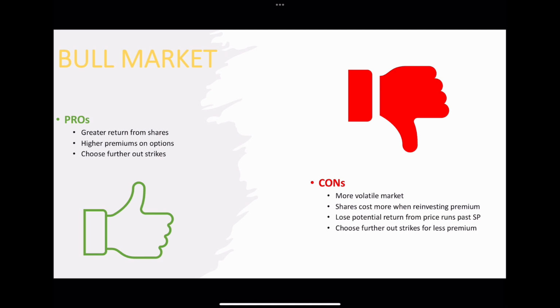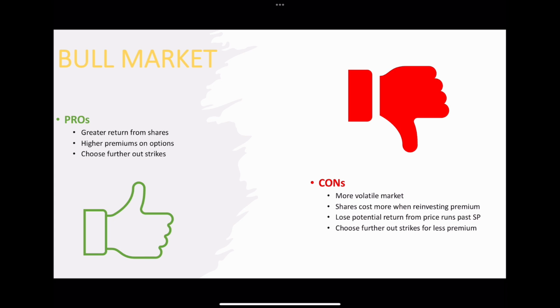Typically, in a bull market, you have to choose further out strikes as well for less premium, even though the premiums tend to be higher for all call options. But because you don't want to miss out on a potential increase in share price, you typically will choose that further out strike.